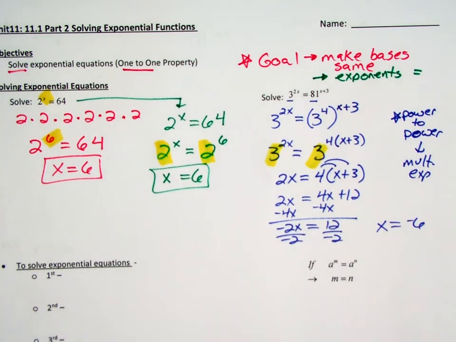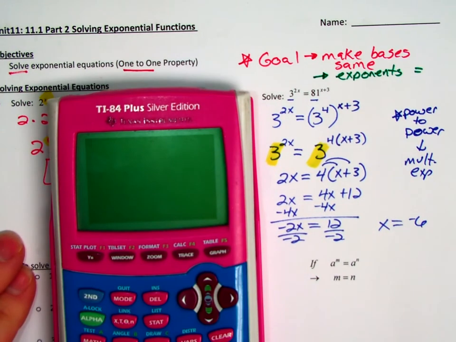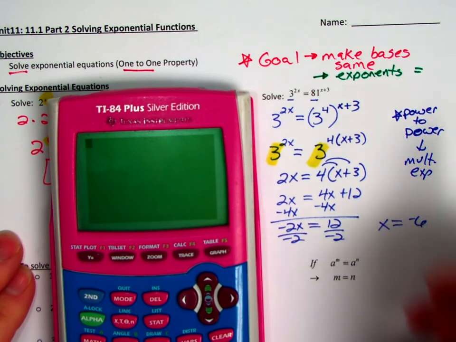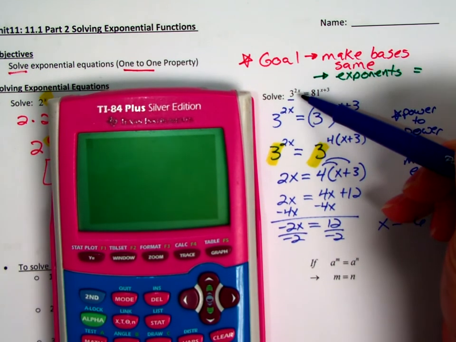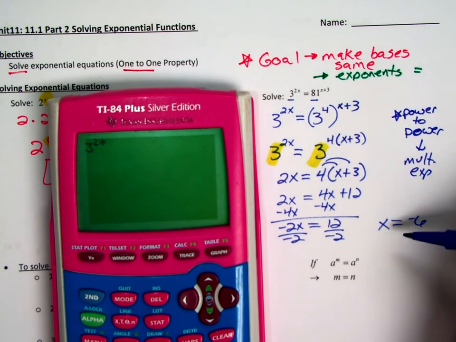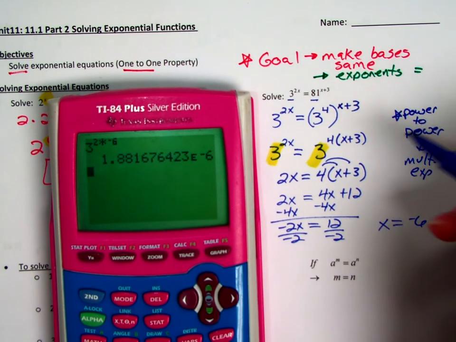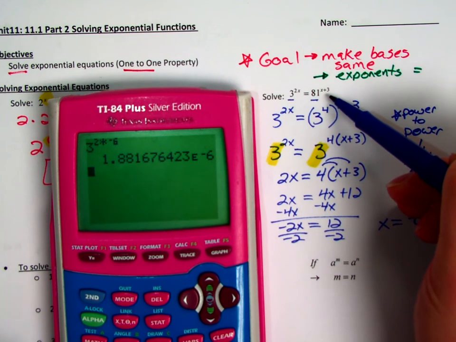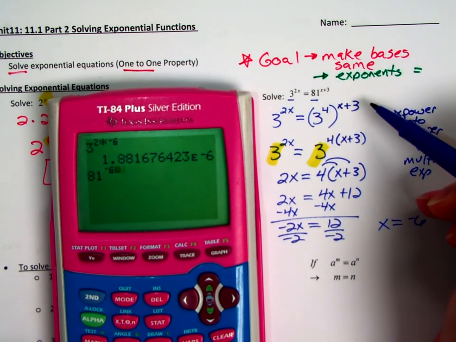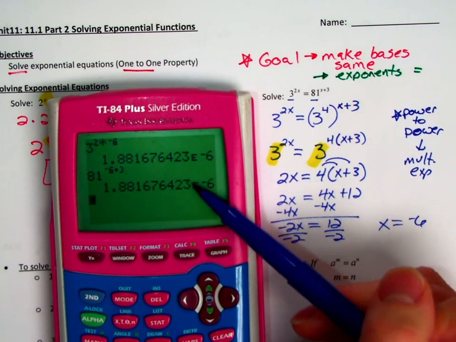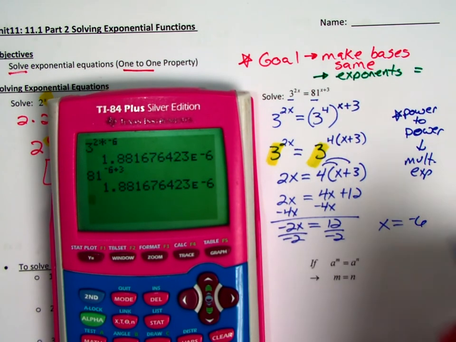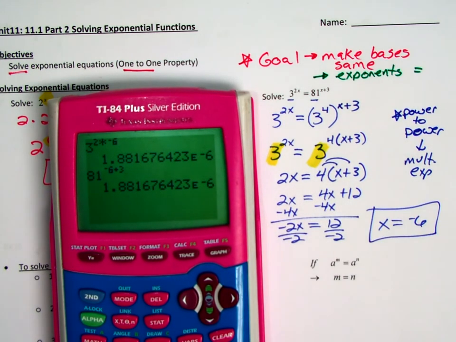Now I would recommend that when you get to an answer that you go ahead and check it in your calculator. So we're saying x is negative 6, so I'm going to plug it into this original one. So 3 to the 2 times, now we're saying x is negative 6, gives me this number, and then I'd go ahead and do that with the other side as well. So 81 to the, my x was supposed to be negative 6 plus 3. And since these are equivalent, that tells me both sides are equal. So yes, x equals negative 6 is your answer.